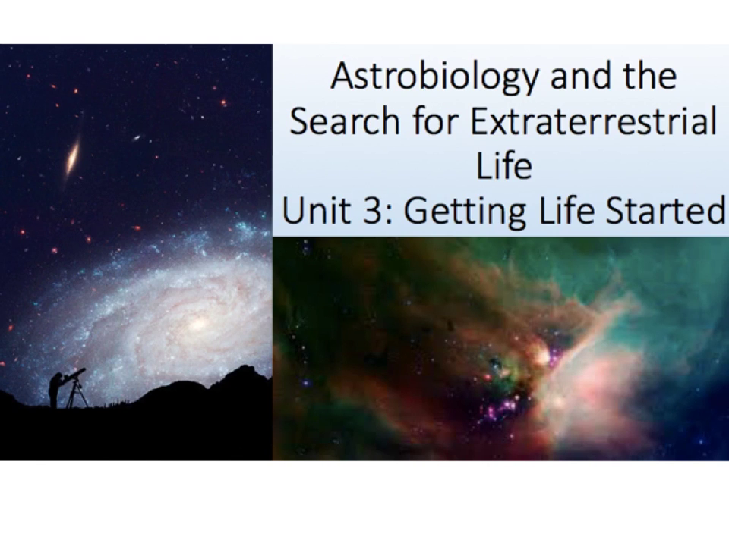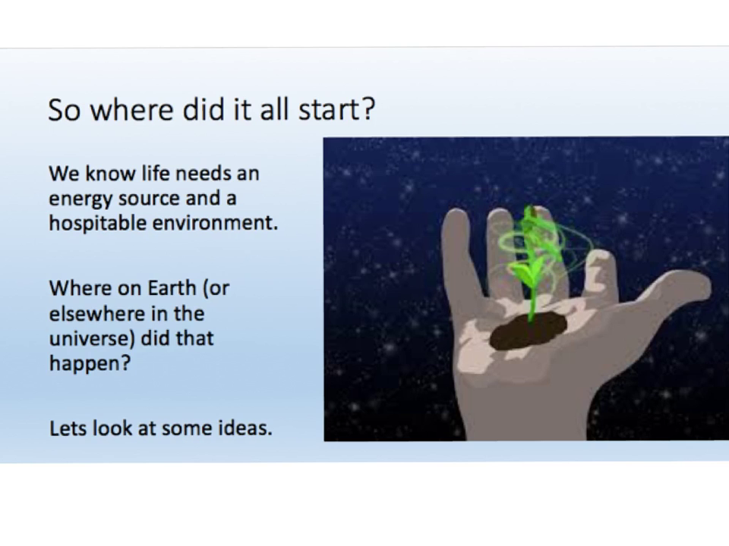So now that we maybe have a better understanding of what life is, let's talk a little bit about how we think it may have actually gotten started on planet Earth. Where did it all start? Well, we know that life has to have an energy source, either chemical nutrient or light from the sun that provides the resources for photosynthesis. And if those things got started on Earth, did it possibly happen elsewhere in our universe?